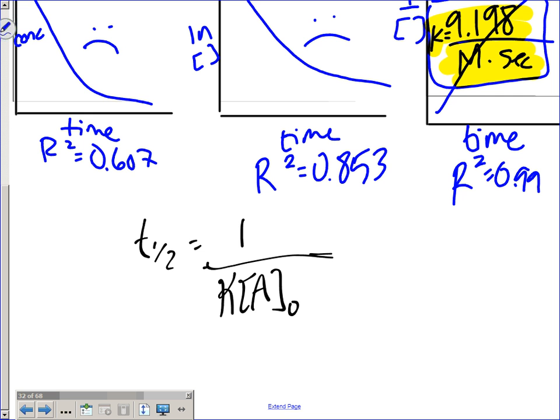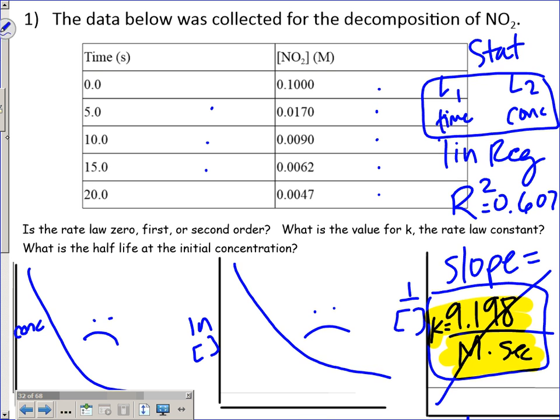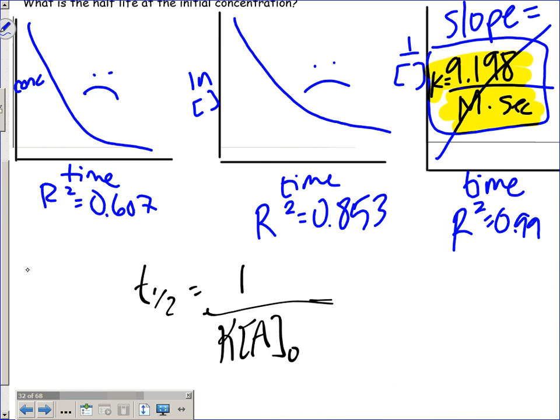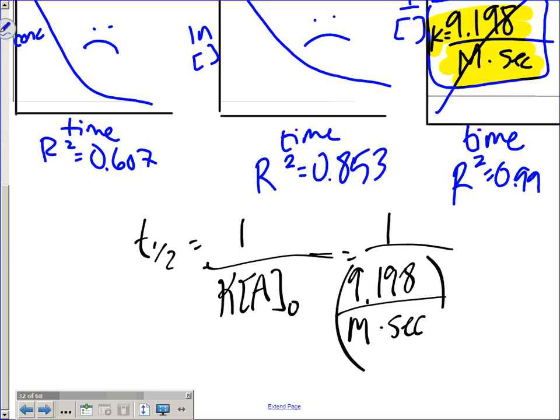ready? What's our initial concentration? You guys should probably write it down. It's on your sheet. What's your initial concentration? 0.1. So then 1 over 0.1, sorry, 9.1... 198 per molar seconds times, what was that, 0.1?